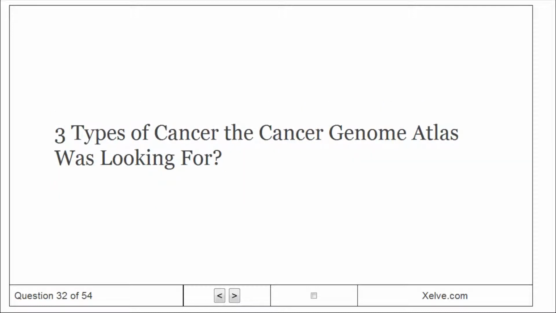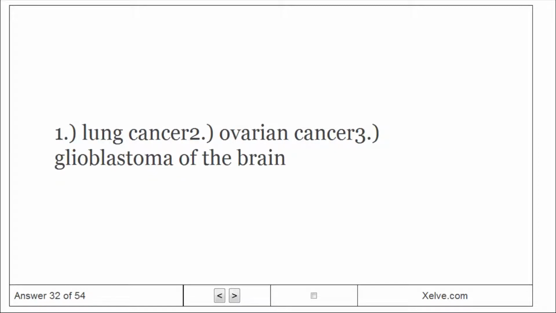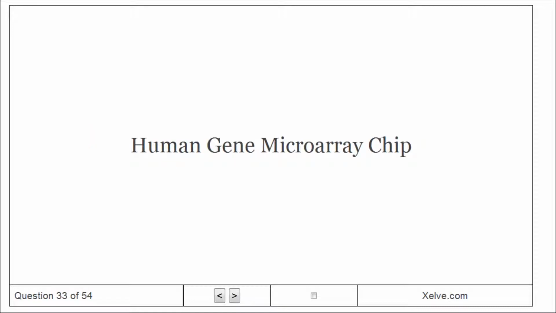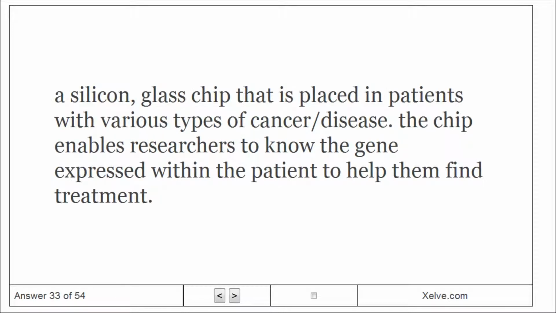Three types of cancer the Cancer Genome Atlas was looking at. 1. Lung cancer. 2. Ovarian cancer. 3. Glioblastoma of the brain. Human gene microarray chip. A silicon glass chip that is used with patients with various types of cancer. The chip enables researchers to know the genes expressed within the patient to help them find treatment.